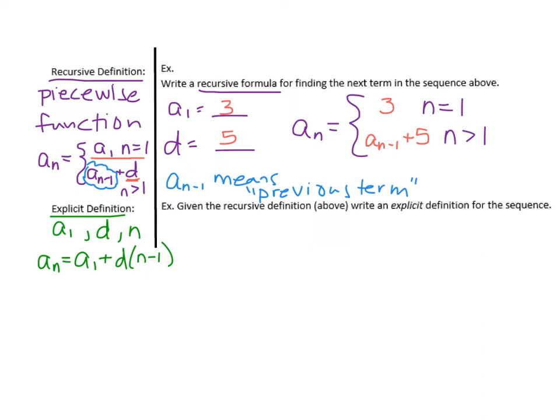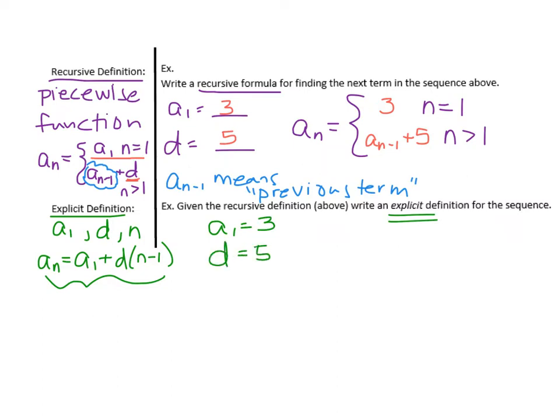So now it says write that recursive formula as an explicit definition. We're going to use this model, and it'll give you the same pattern rule, just in a different format. Again, we need to know a sub 1, and that was 3. We need to know d, and that was 5.